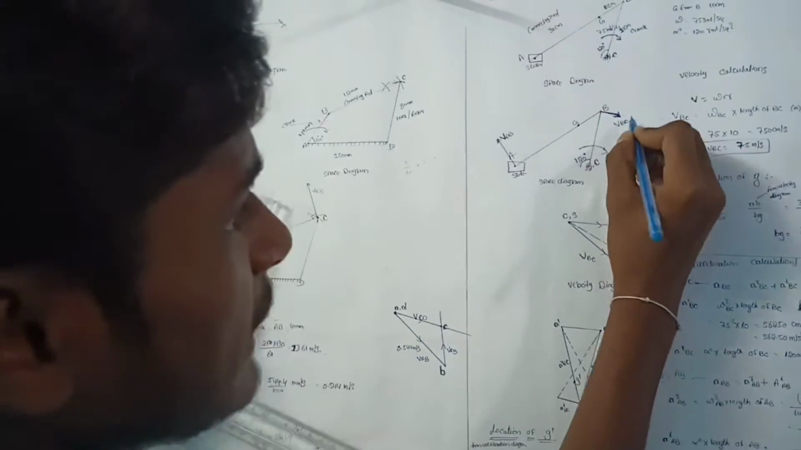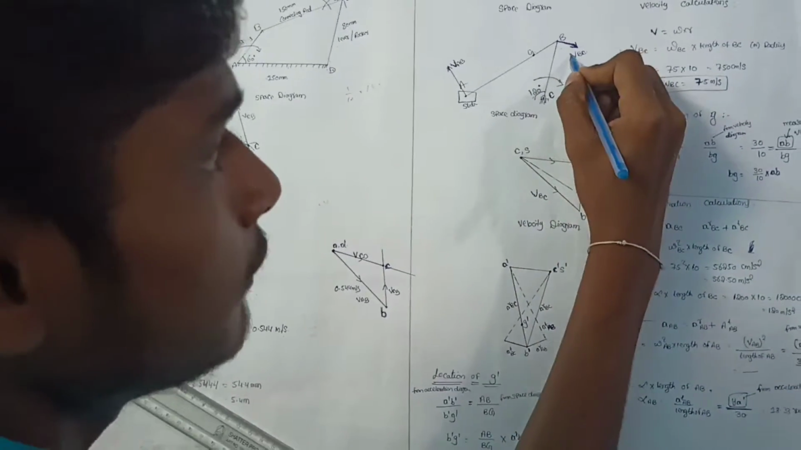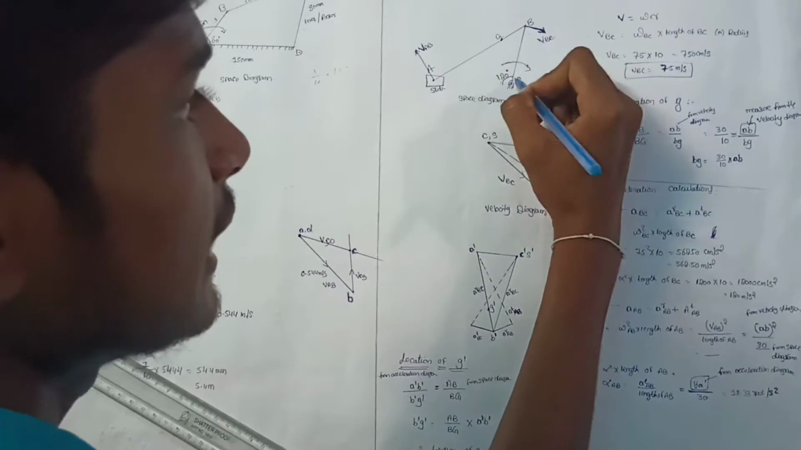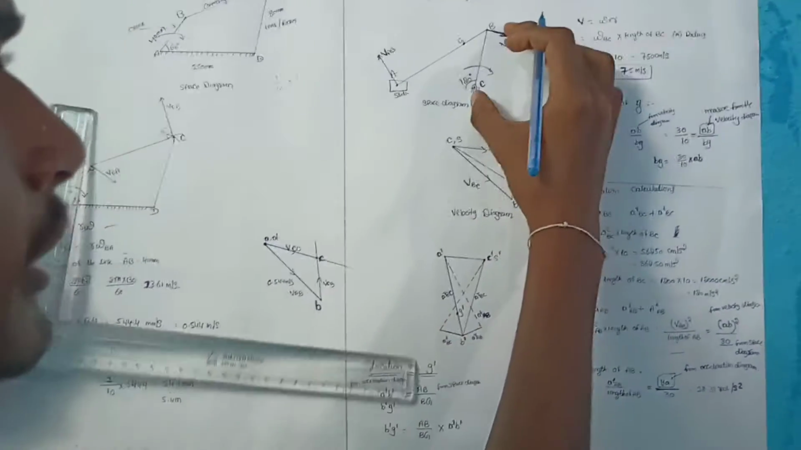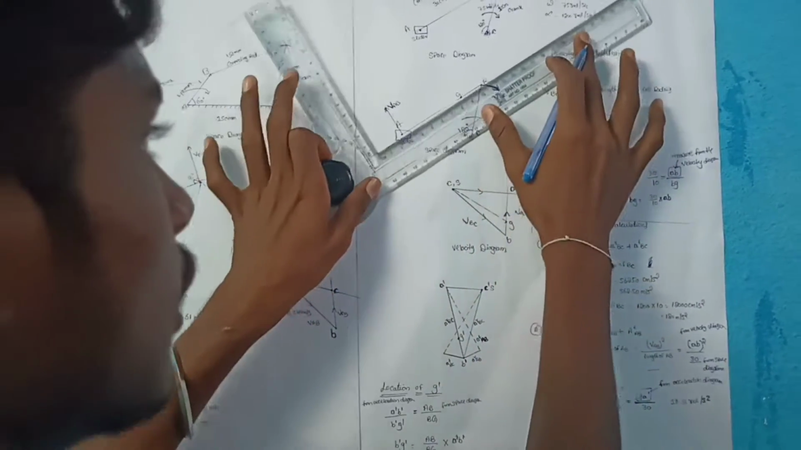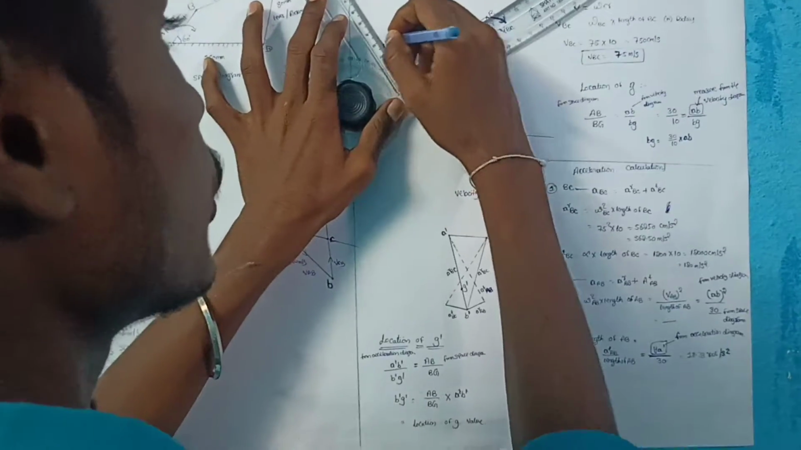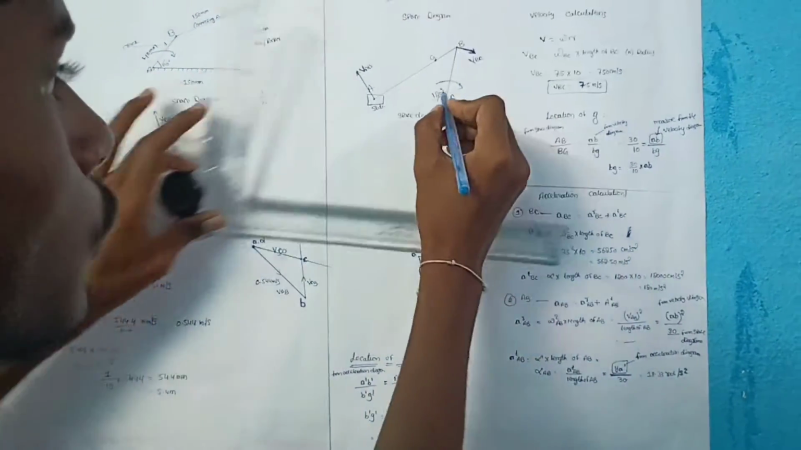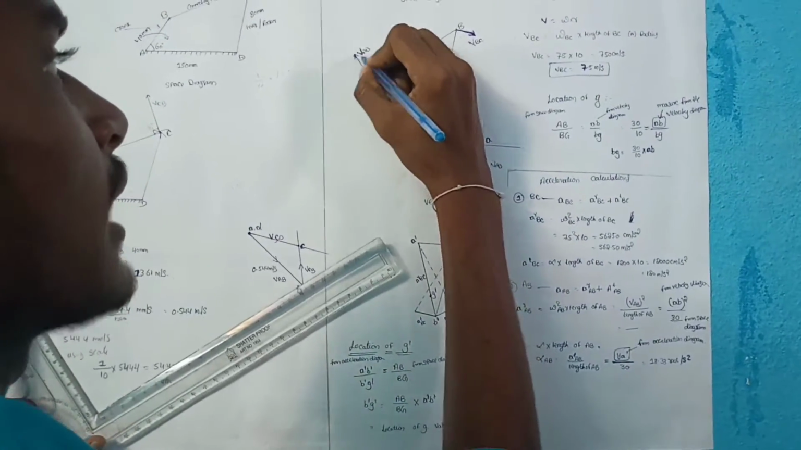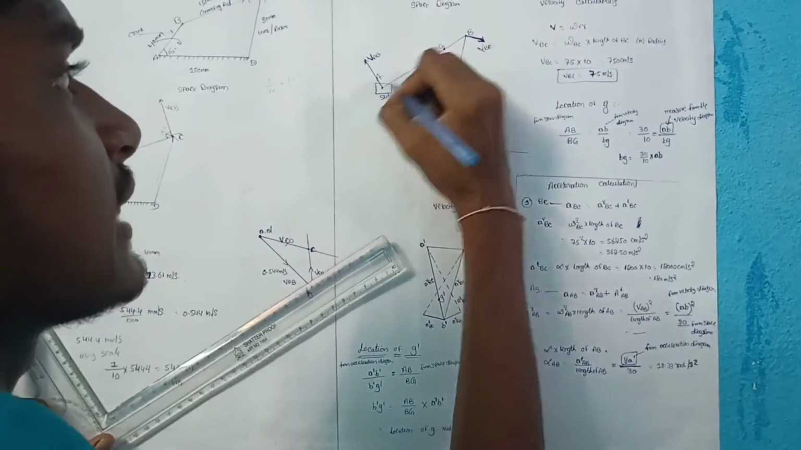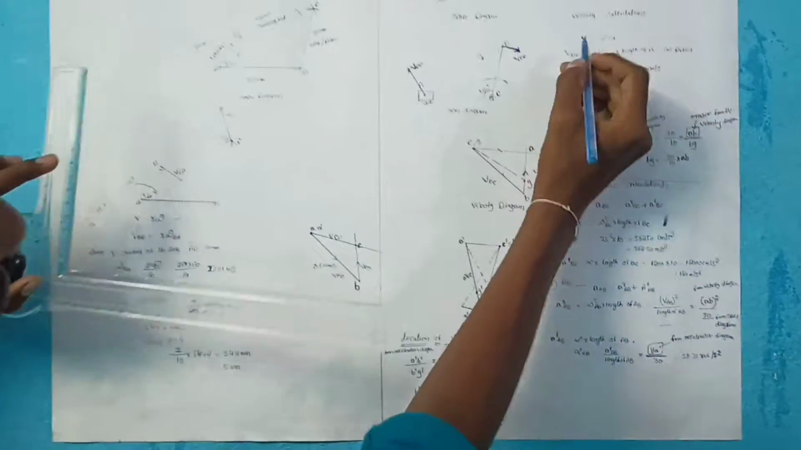That is VBC, the velocity of BC, that is, how much velocity this link is moving with. Next, the link AB. Fix a drafter scale here and draw a light line perpendicular to this link, because in this direction the link is moving. When it is moving like this, it is moving in the upward direction. So VBA, that means the velocity of AB, how much velocity this link is moving with. So that is VAB.